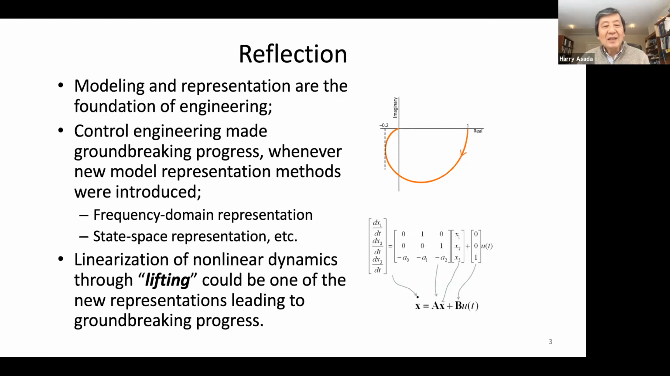And I'm hoping that the linearization of nonlinear dynamics through lifting could be one of the new representations leading to groundbreaking progress for the future. There's a lot of new trend in system dynamics and controls, but it actually has pretty good grounding in many fields, including machine learning.